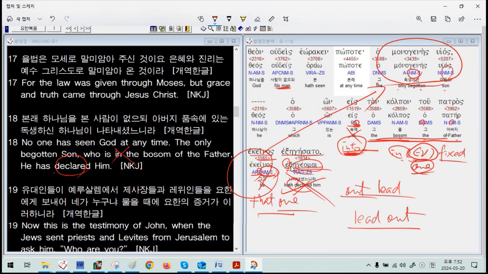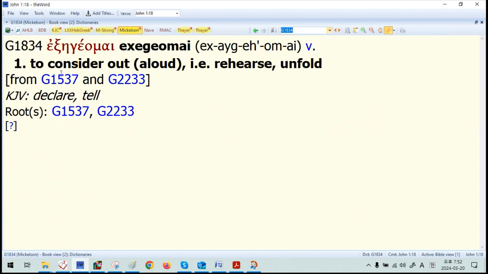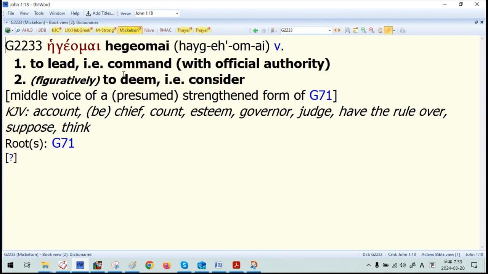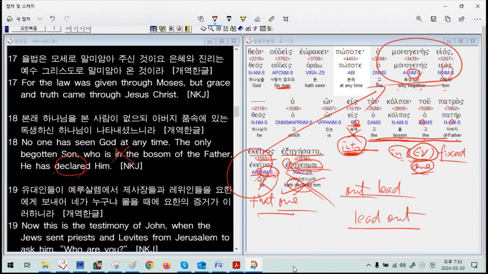Let's go to the dictionary, 1834. English says consider out, rehearse, and unfold. Again, this is ek, 1537, which is "out." Bring out of the place, bring out of the time, bring out of the cause. That's why ek is used as a preposition: out of the original place, original time, cause. It's out of that place, okay? And then hegeomai is to lead, okay? So lead out, exegeomai, you see, lead.